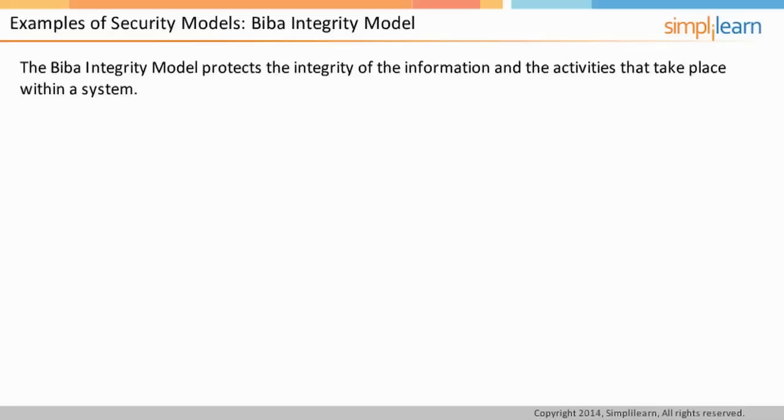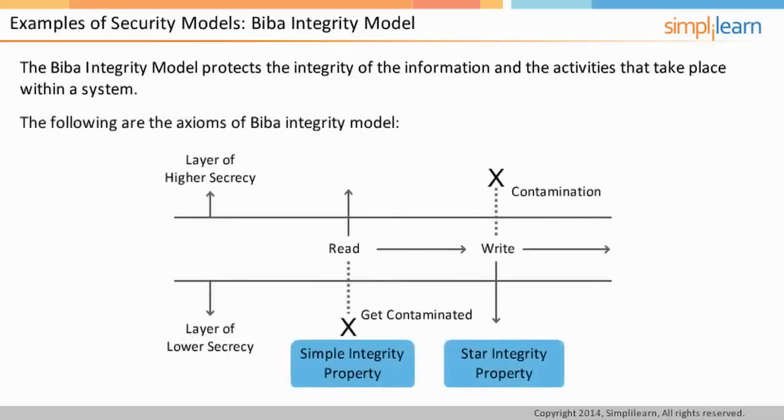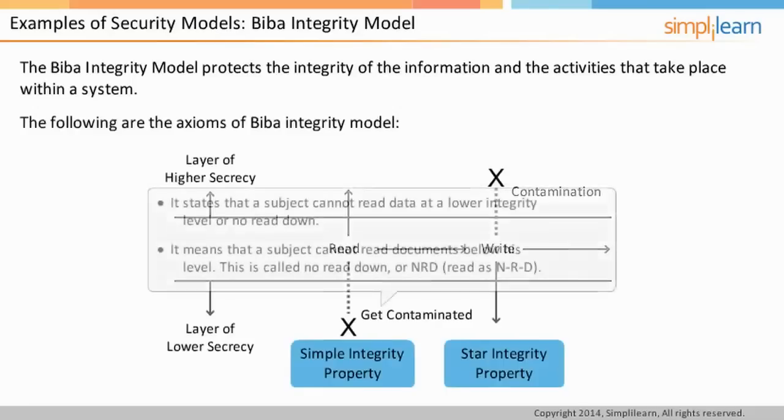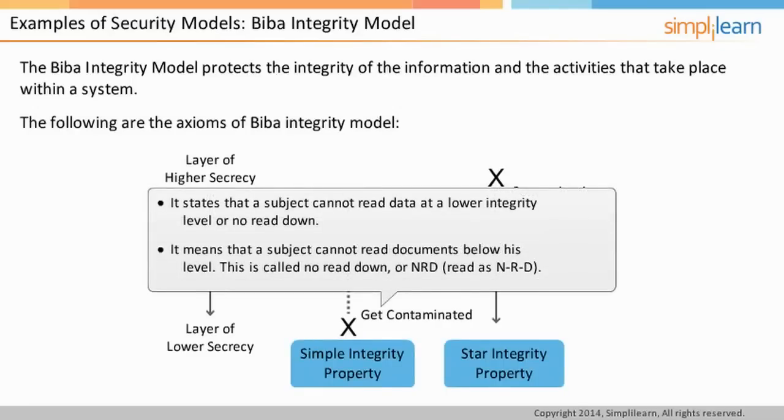Using the invocation property, Biba also addresses the problem of one subject getting a more privileged subject to work on their behalf. The following are the axioms of Biba Integrity Model. The simple integrity axiom states that a subject cannot read data at a lower integrity level. The subjects cannot read documents below their level. This is called no read down or NRD. For example, a diplomat can read documents written by the president but cannot read documents written by common citizens.